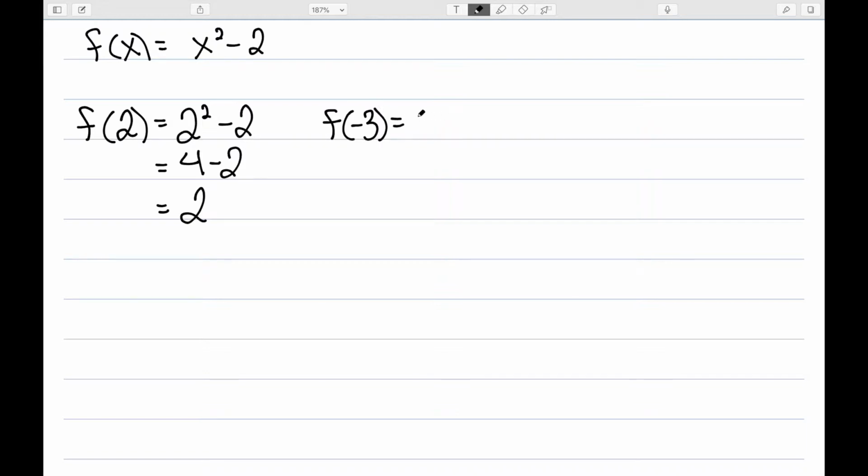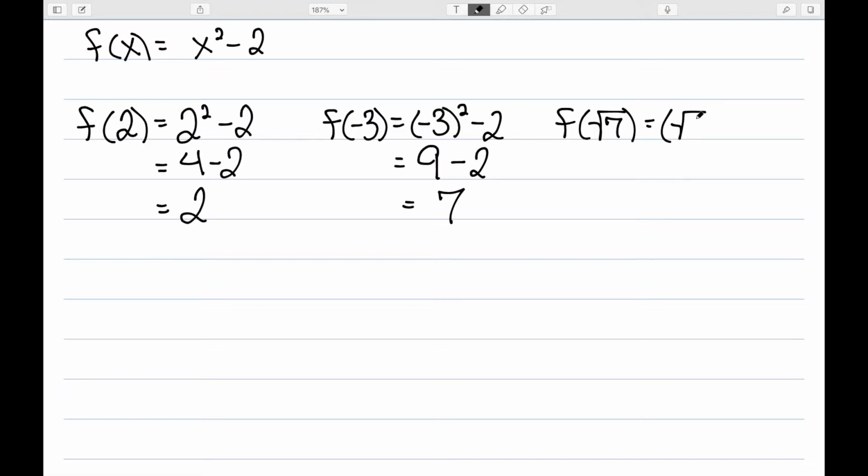F of minus 3, this would mean change the x to a minus 3, so minus 3 squared minus 2. Negative 3 times negative 3 is positive 9. Minus 2 is 7. And then I'm going to do f of root 7. Well, this would be the square root of 7 squared, since we're going to stick in the square root of 7 for x, minus 2. Square root of 7 squared is 7, minus 2 is 5.